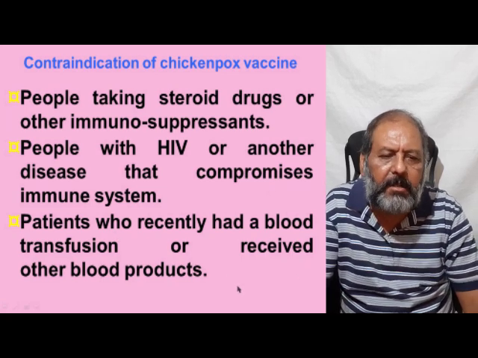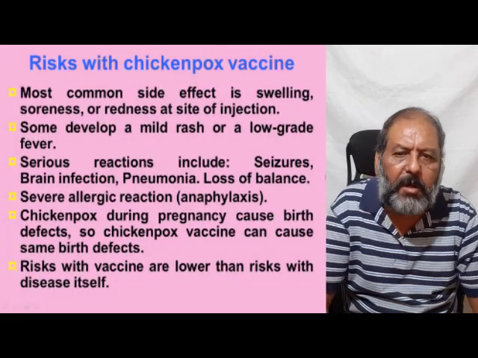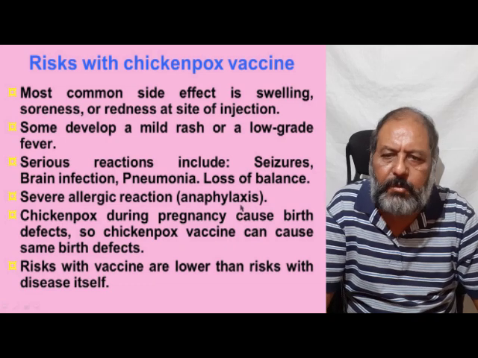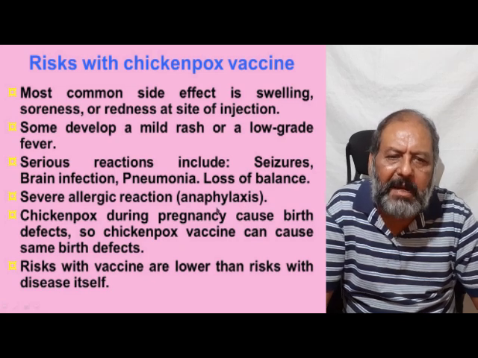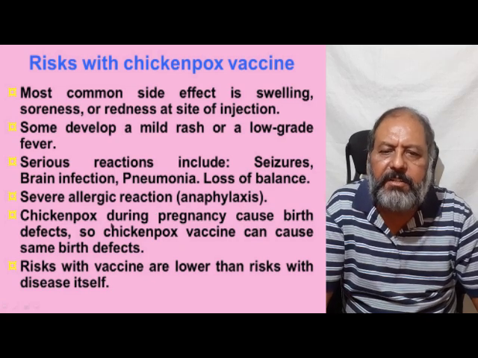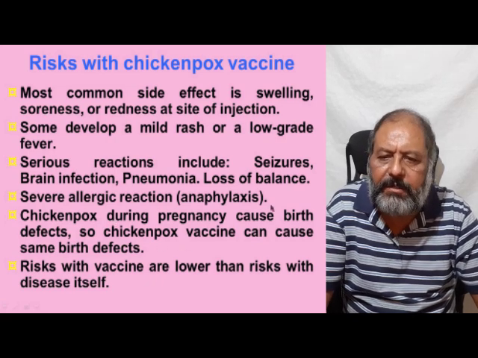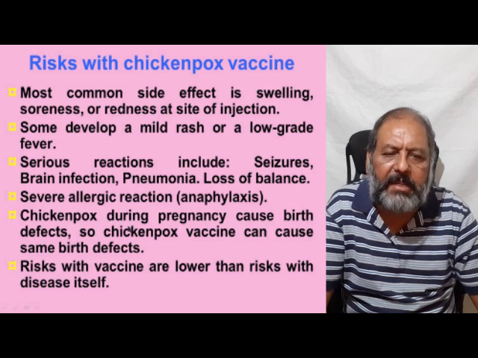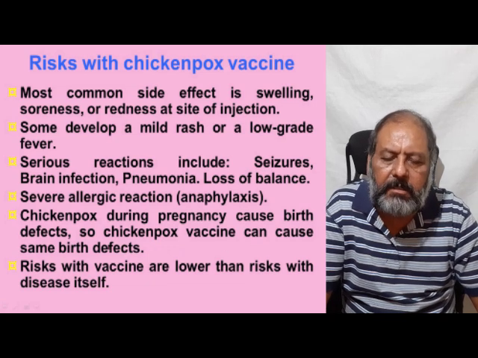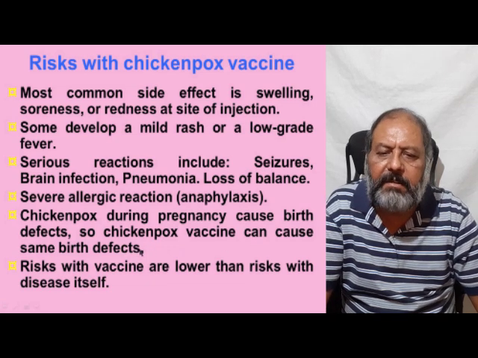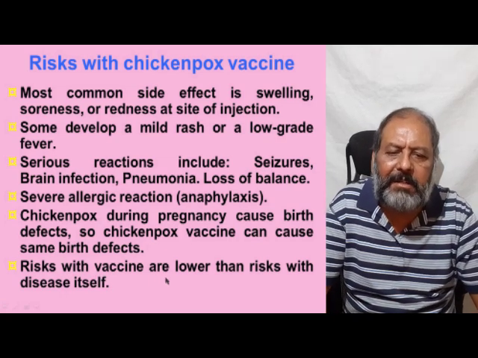Also patients who recently had a blood transfusion or received other blood products. The risks with the chickenpox vaccine: the most common side effect is swelling, soreness, or redness at the site of the injection. Some develop a mild rash or a low-grade fever. Serious reactions include seizures, brain infection, pneumonia, loss of balance, and severe allergic reaction, anaphylaxis, can occur. Chickenpox during pregnancy causes birth defects and the chickenpox vaccine can cause the same birth defects, so it is contraindicated if the patient is already pregnant.